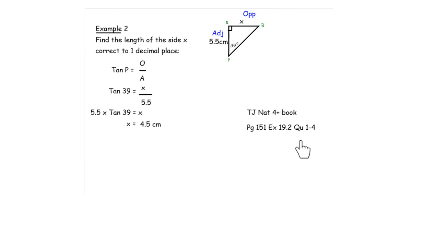So I'd like you to try these questions here from the TJ Nat 4 Plus textbook. It's 19.2 on page 151. There is another example there which you can look at, and the first question they've laid out for you as well. So just take your time with it. If you get a bit stuck or confused because you don't know what letters what or what's going on, then send me a little message and I'll see if I can help you anymore. But ideally, I'd like you to try and get questions 1 to 4 done for Thursday. Okay, well done.